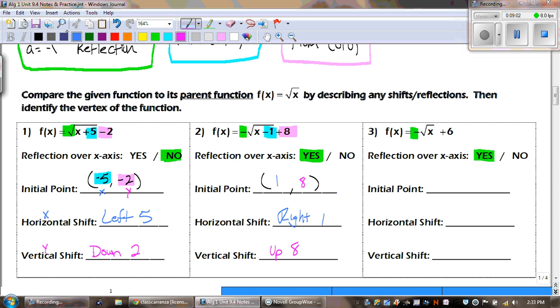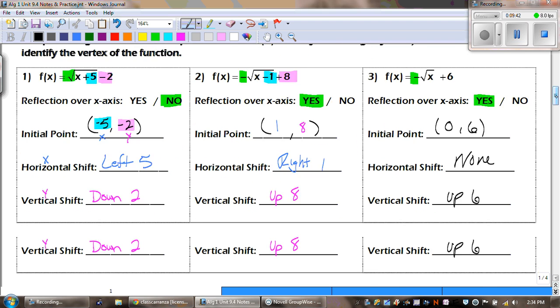But anyways, the initial point, what did you guys get? Well, I got the point 0, 6, okay? Because underneath the square root, is there anything underneath that square root? Well, no. So if there's nothing there, it's a 0. And then the plus 6, that's our y. So since 0 is our x, that means there is no shift for horizontal. And for the vertical shift, we are going to go up 6. Okay, so that's pretty much the same as quadratics.